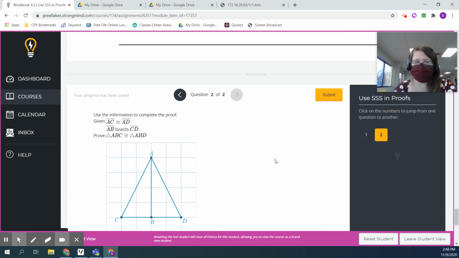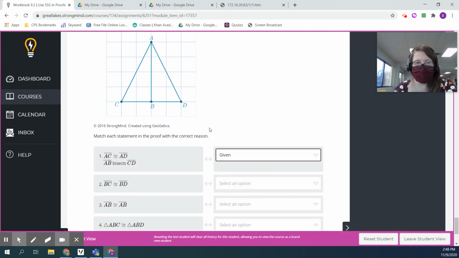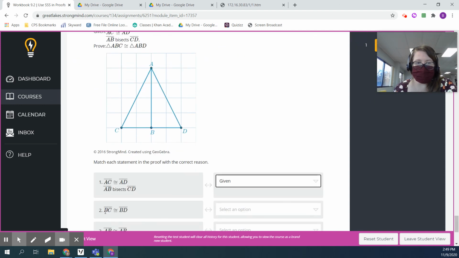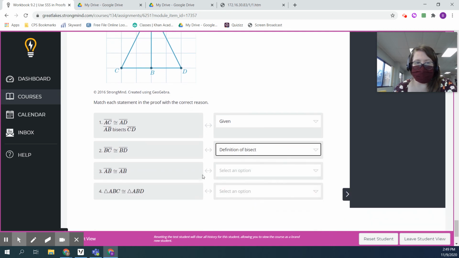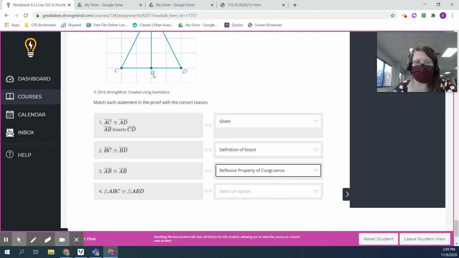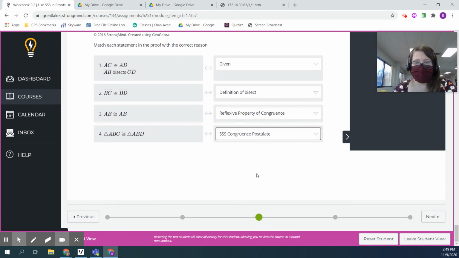And now here we have this proof. We always start all of them with given. AC is the same as AD. AB bisects CD, so BC would be the same as BD. We did that on the practice one. That was the definition of bisect. And then AB is congruent to itself, that was the reflexive property. And now we have side, side, side, because here's a side, there's a side, there's a side. So by the side, side, side congruence postulate, those are the same.